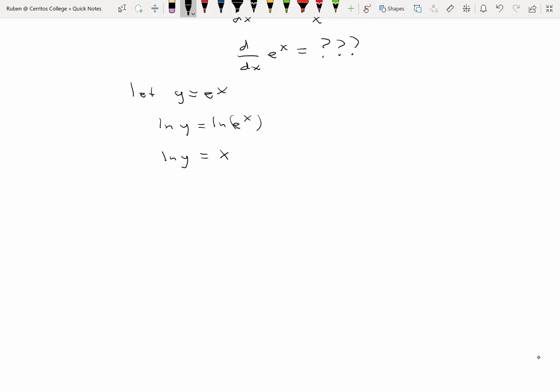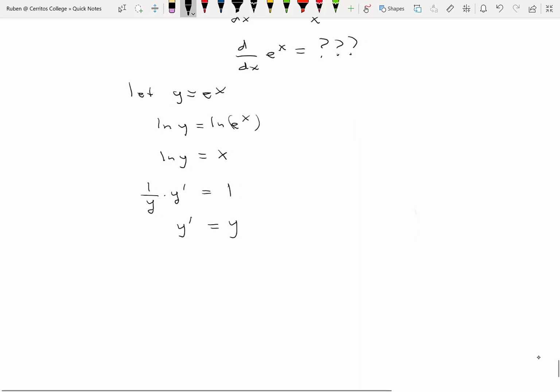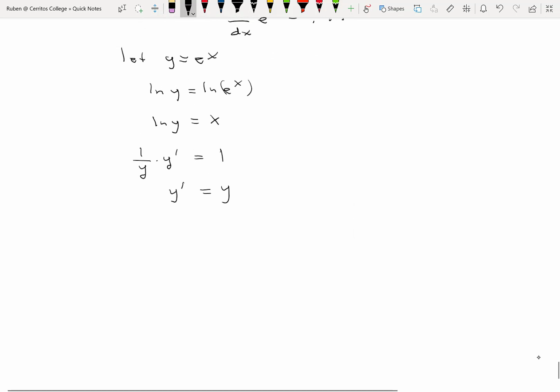So the derivative of ln y is 1 over y times the derivative of the inside, y prime. That's implicit differentiation. The derivative of x is 1. So y prime, multiply both sides by y, equals y. The derivative of the function equals the original function. That's incredible. There's only one function in the whole universe that behaves that way. Imagine that. You take a function, you take its derivative, you get the original function back again. That means the slope of the tangent line to the graph is the same thing as the y value on the graph. That's amazing.